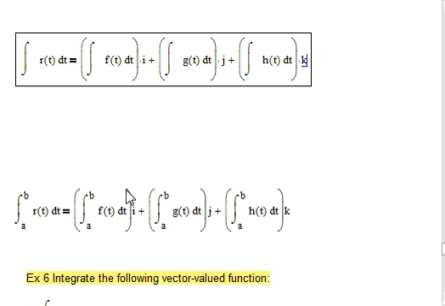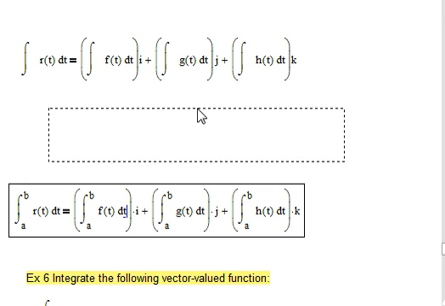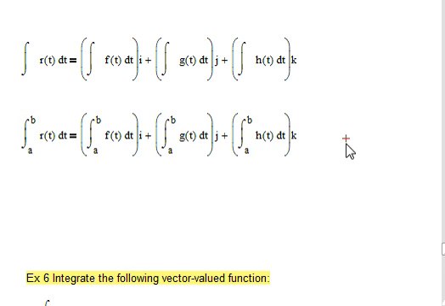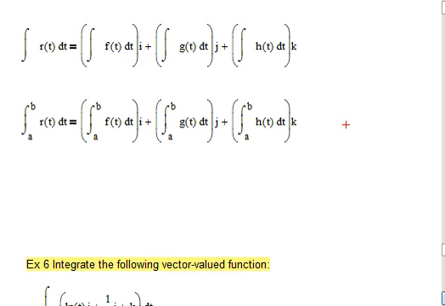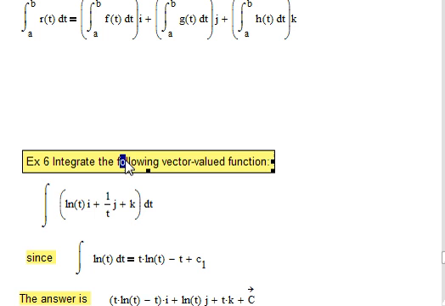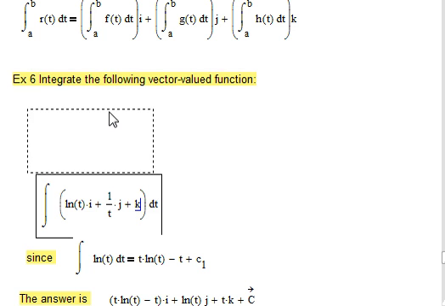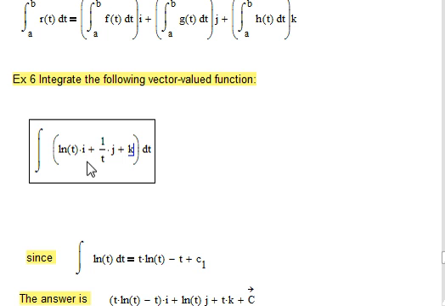So what could be better than that? And of course, if it's a definite integral, then we get the same result. So let's just do an example to show how that works. We'll integrate the following vector valued function. It's integrating ln of t i plus 1 over t j plus k dt.